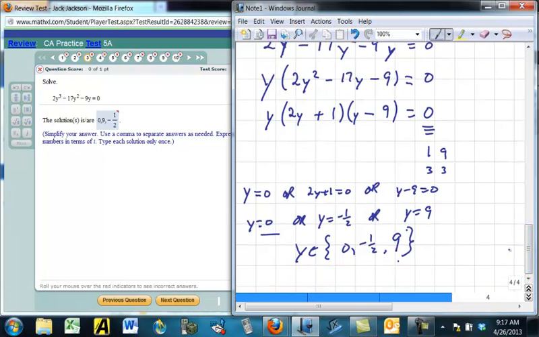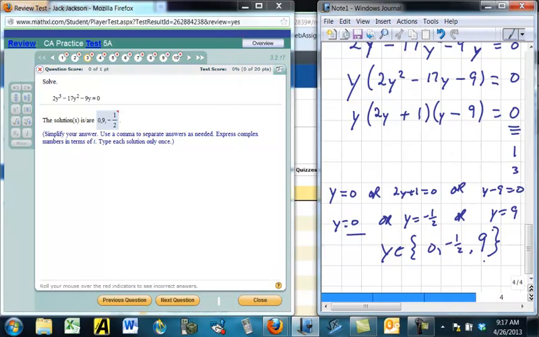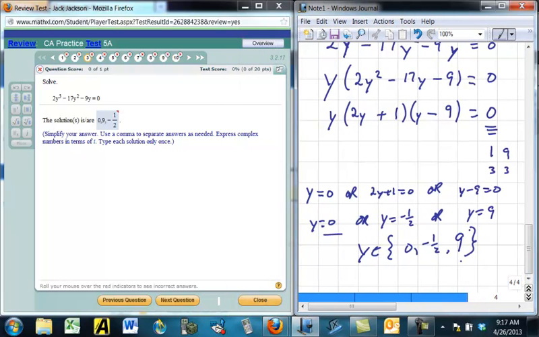Now, to put it in the calculator, well, the computer, you just put it like this: 0, 9, negative 1/2. You should be able to do that in any order of the 3, hopefully. Okay.